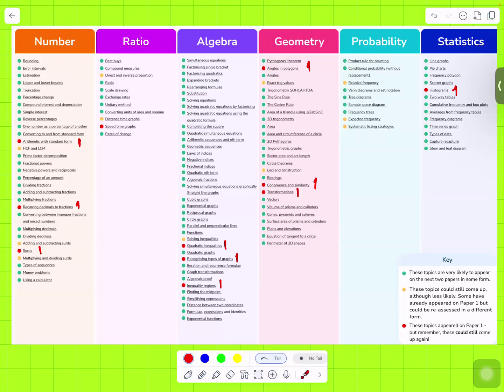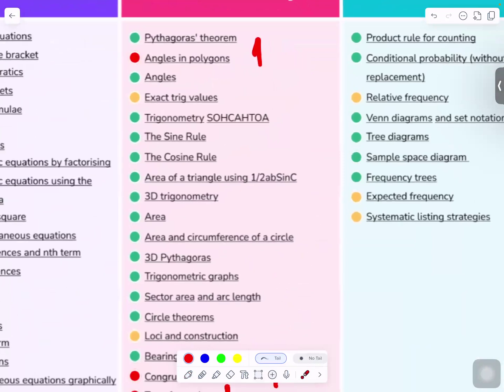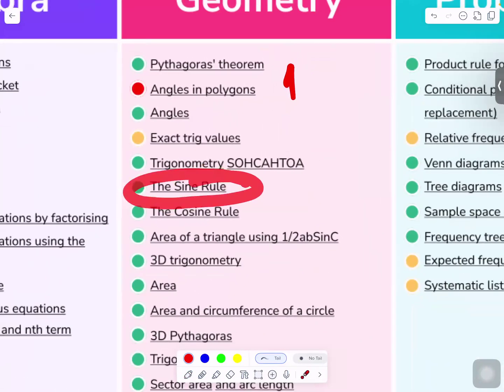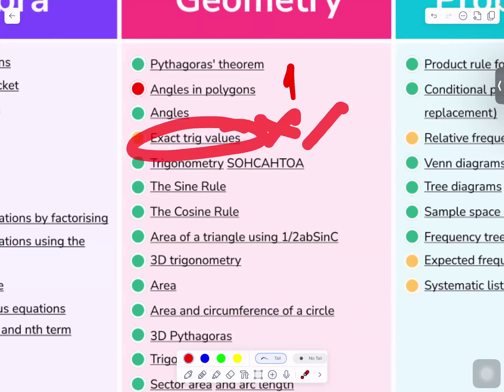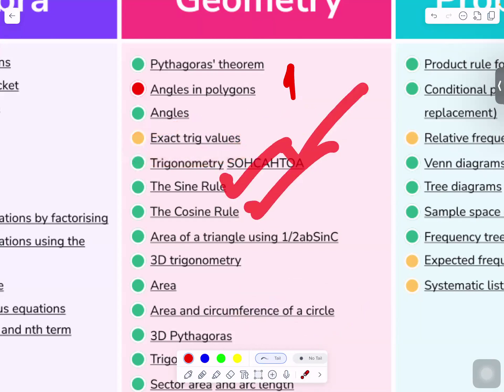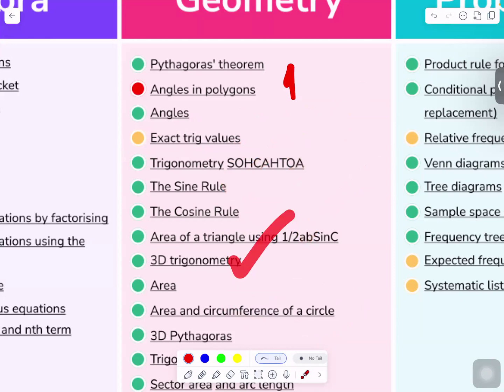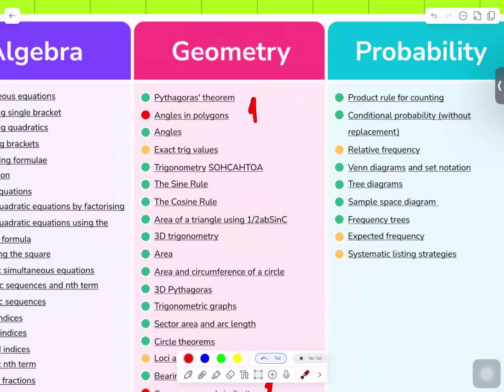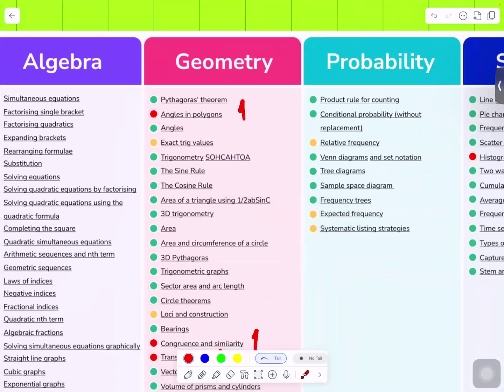Say, for example, if I zoom into geometry, you must do at least one question on sine rule. There must be a question on SOHCAHTOA. There must be a question on cosine rule. And circumference of a circle. So these trigonometry ones, exact trig values, they might not bring it because you already have your calculator. You can just get the answer there. But SOHCAHTOA, sine rule, cosine rule, area of triangle, 3D trigonometry, make sure you do a question on those ones because those are calculator kind of questions.